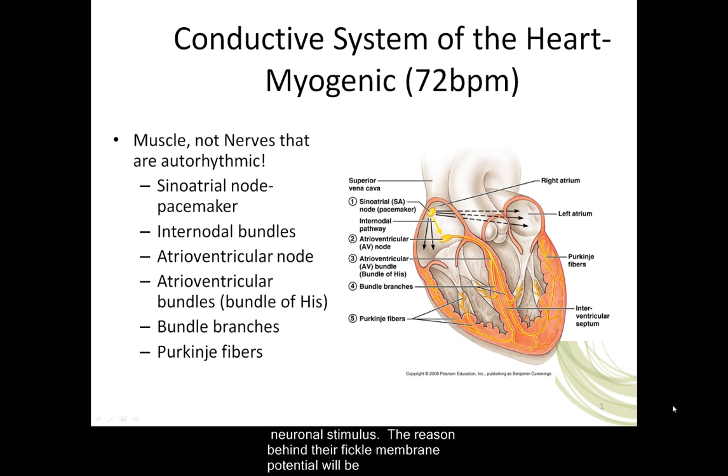The specialized cells start with the sinoatrial node, which is known as the pacemaker of the heart because it is the fastest of all specialized cells to reach threshold. The sinoatrial node is connected to the atrioventricular node by the internodal bundles. The AV node leads to the atrioventricular bundle, or bundle of His, to the right and left bundle branches, and finally to the Purkinje fibers.